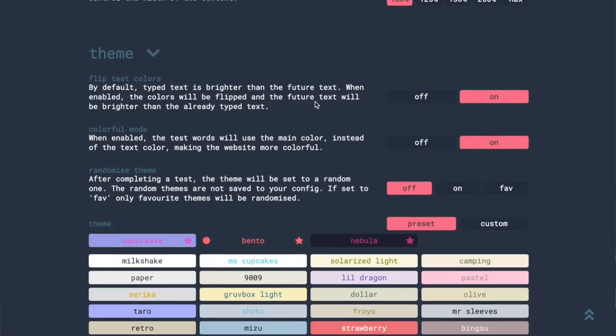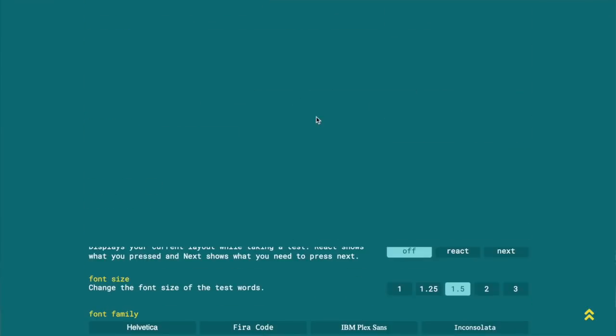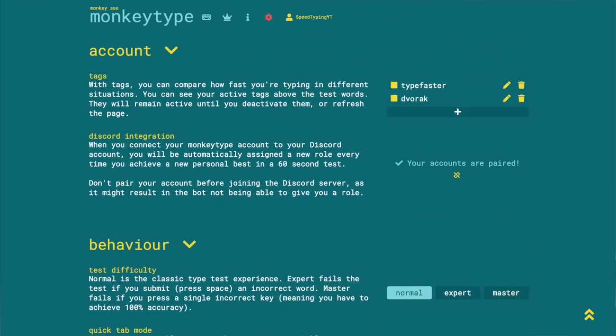Monkeytype is very basic at its core. It's simply a typing website with three lines across the screen, and you're typing those lines out. And it's very, very simplistic in its design.